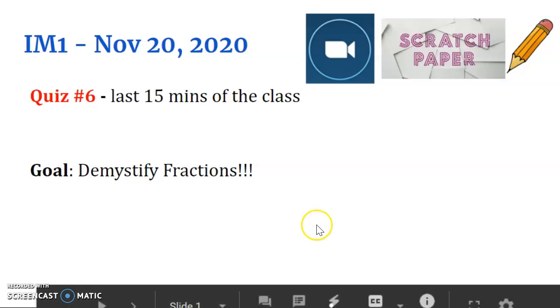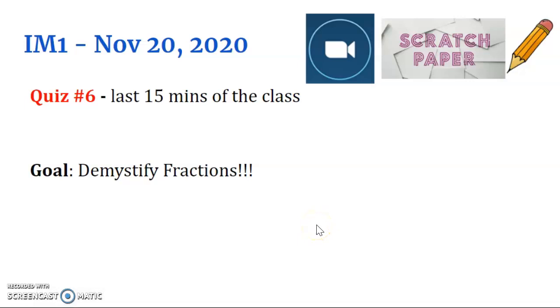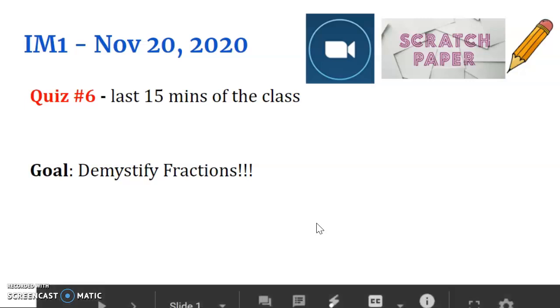What are we doing today? We are going to demystify fractions. I find that a lot of students, when it comes to fractions, as soon as they see fractions in the problems, they just get really nervous. Fractions are just numbers, and hopefully by the end of today, you're going to feel a lot more comfortable with fractions.